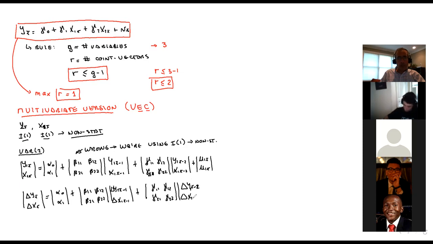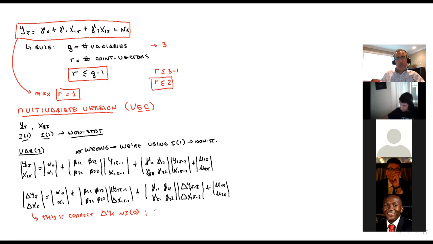I'm forgetting the one, okay, I'm just using. Now, is this model okay? Is this VAR correct? Guys, is this VAR, this one here, the lower one, correct? Yes, so this is correct, because the change on yt is I(0), and the change on xt, x1t, is also I(0). So I'm satisfying the main condition of VAR models. So we are okay, we can run this one.